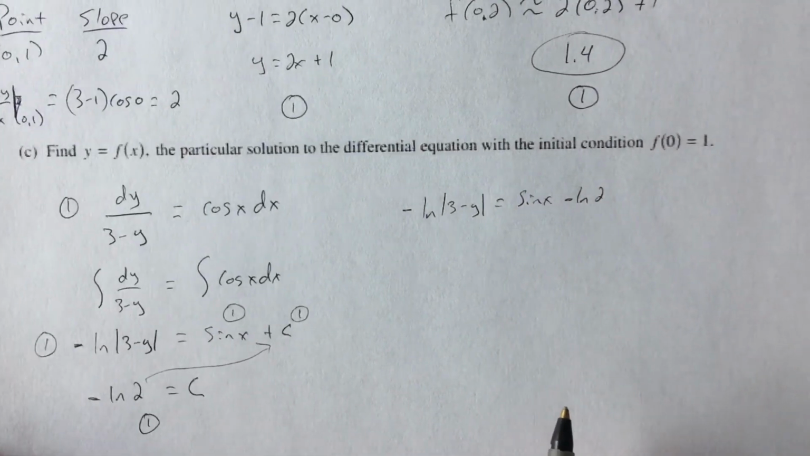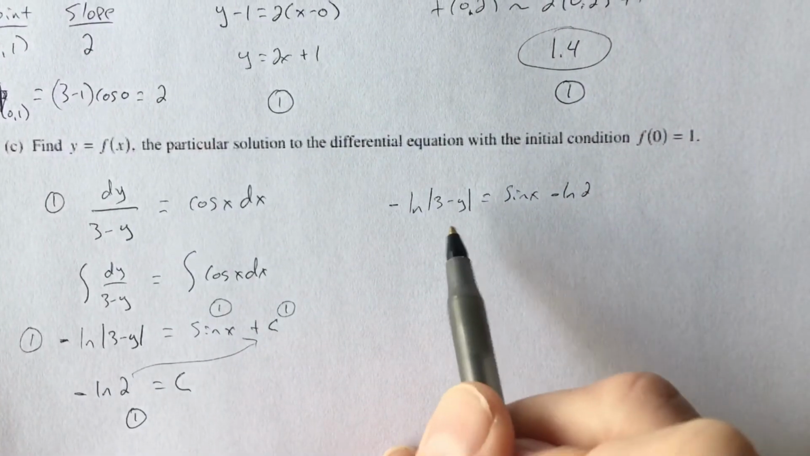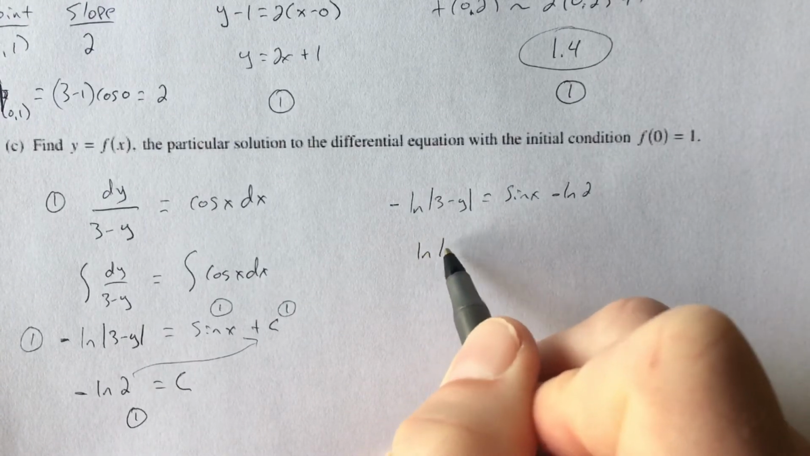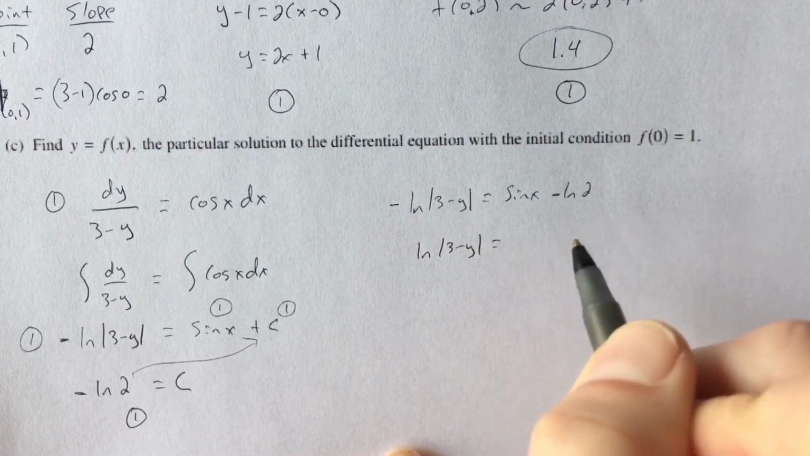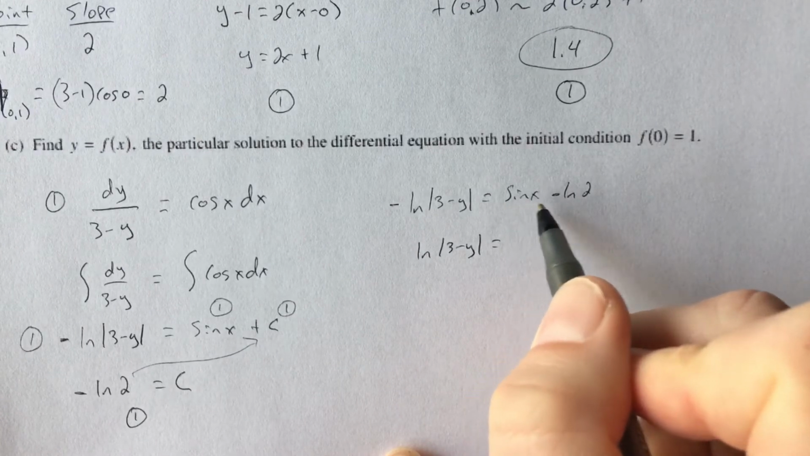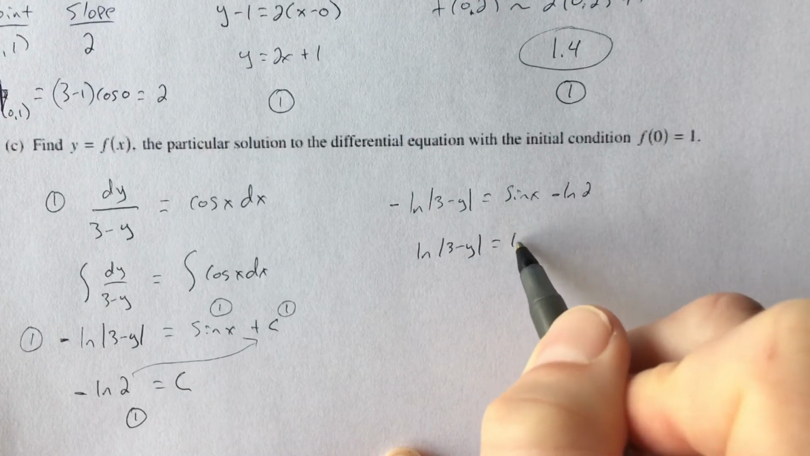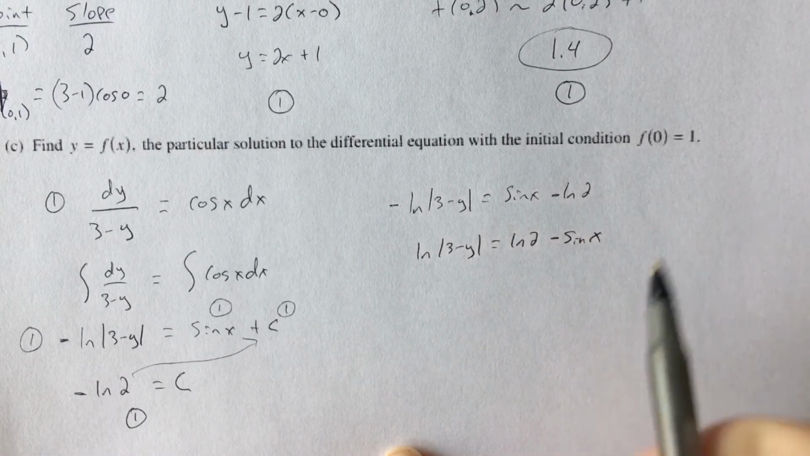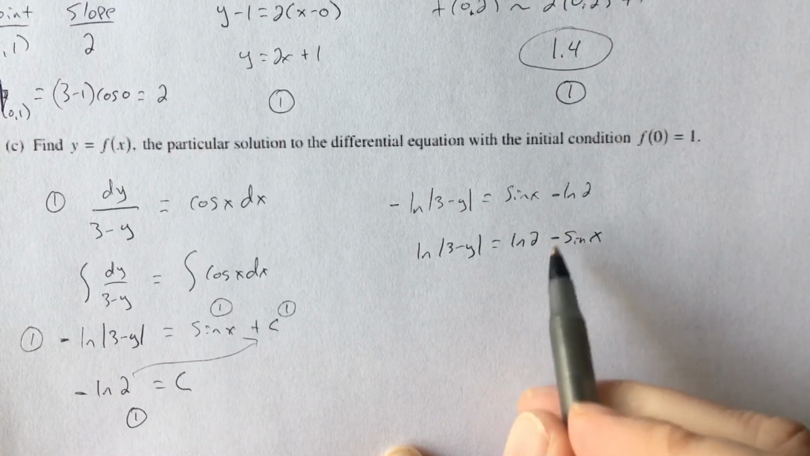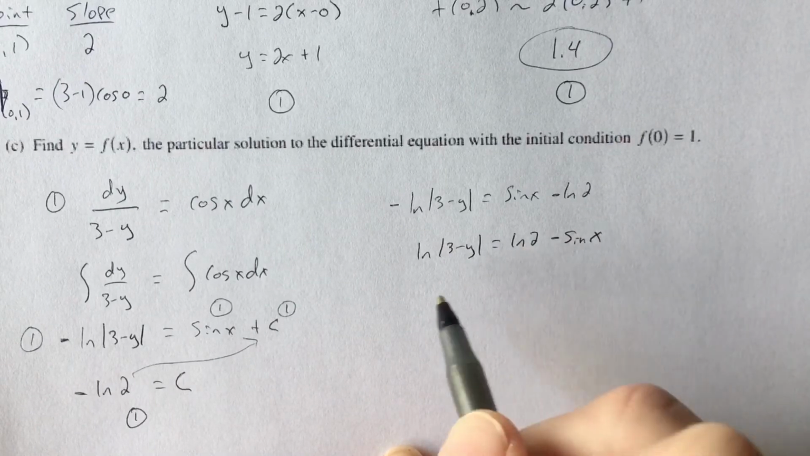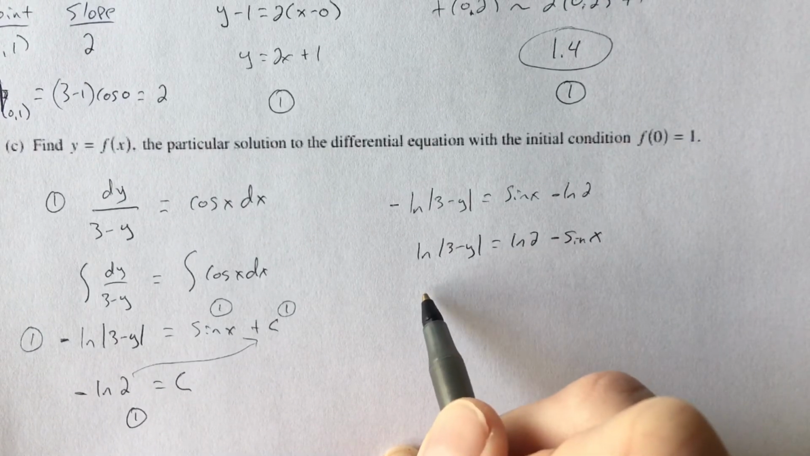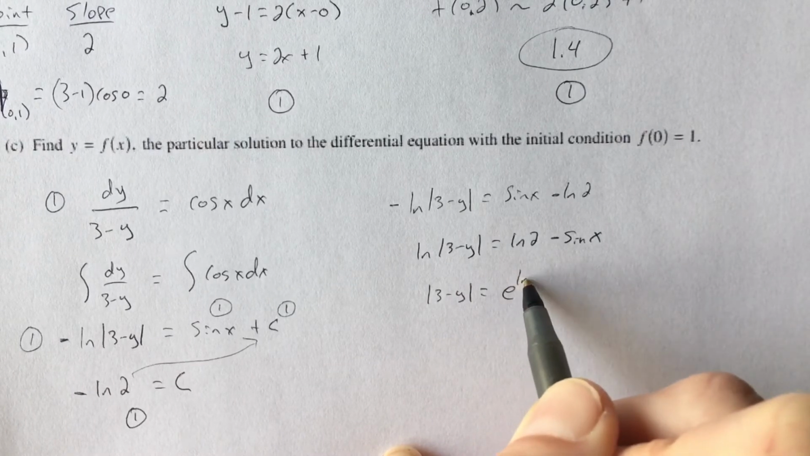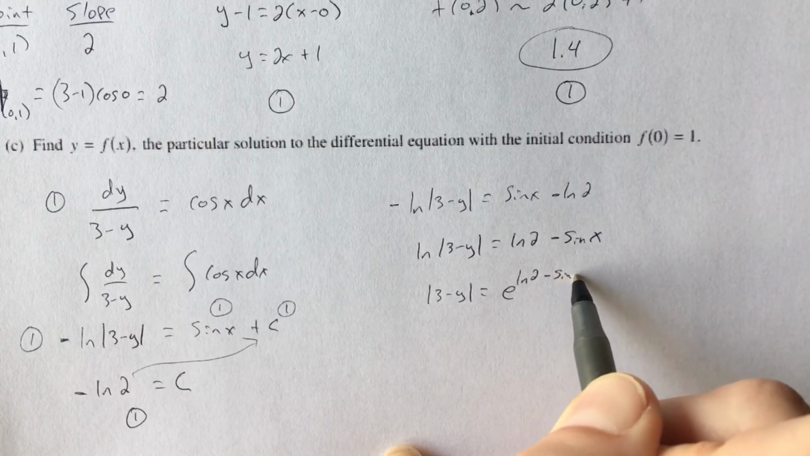This is looking pretty ugly, but this is what we have to solve for y. So let's go ahead and multiply by negative 1. This is going to give us natural log of 3 minus y equals negative sine x plus natural log of 2. I'm just going to change the order there for my own sense, but it doesn't matter. Then we're going to raise it to the power of e. So now I'm going to get 3 minus y equals e to the natural log 2 minus sine x.